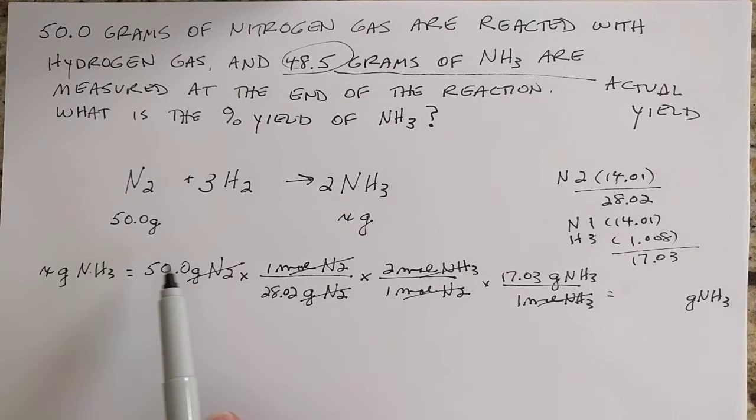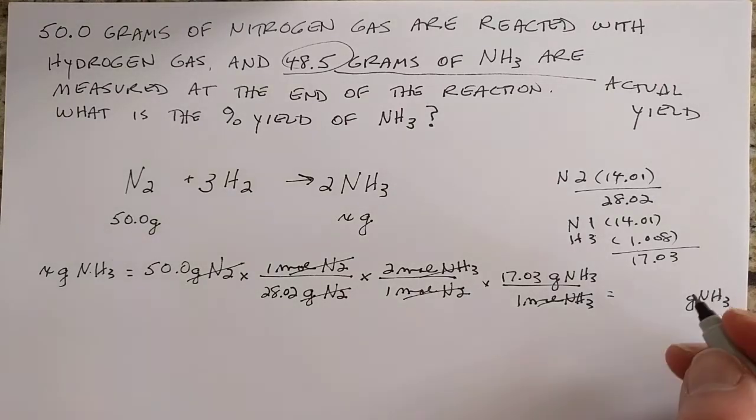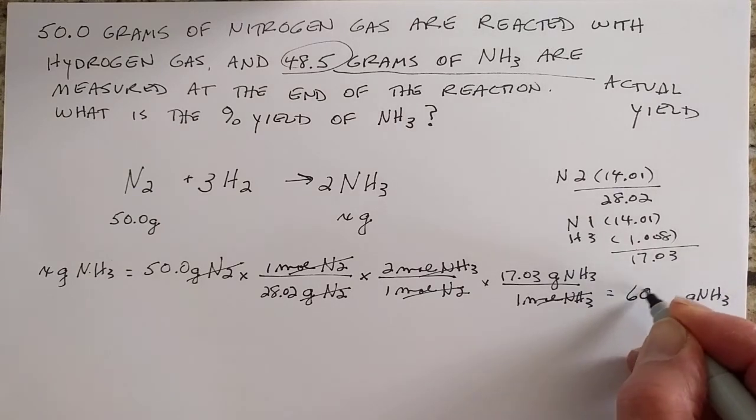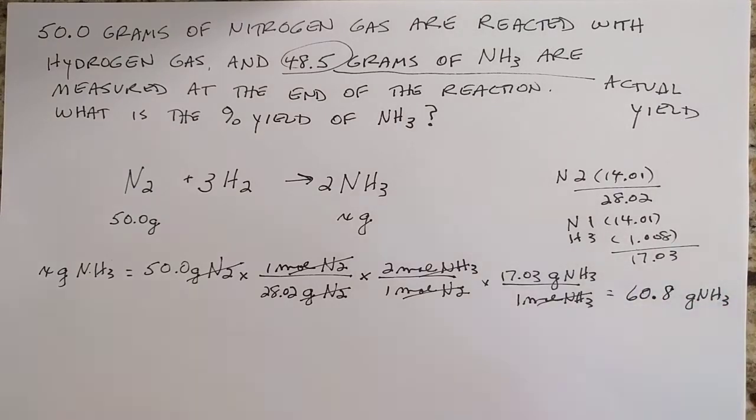Check our sig figs: 3, 4, unlimited, 4. So our answer gets 3 sig figs. All right, 50 divided by 28.02 times 2 times 17.03 equals. So with 3 sig figs, we get 60.8 grams of NH3. This is the amount we would get if this reaction was perfect.